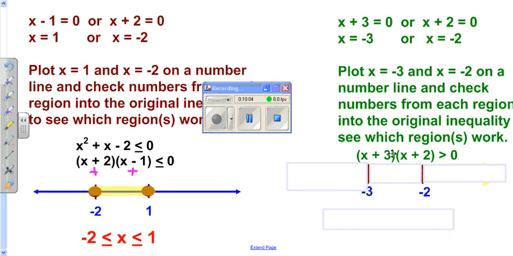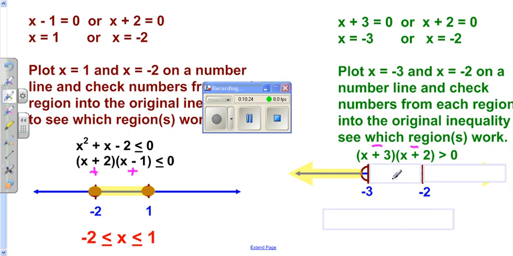So we go ahead and try a number in each region. So let's try a number over here, say -4. -4 plus 3 is negative. -4 plus 2 is negative. Will a negative times a negative be greater than 0? Well, a negative times a negative is positive. That is greater than 0, so yes, that does work. So we're going to shade over here.